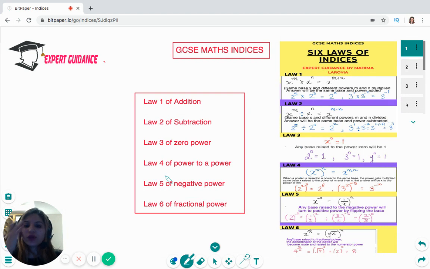So here in this video, we'll be going over all the 6 laws of indices: law 1 of addition, law of subtraction, law of zero power, law of power to a power, law of negative power, and law 6 of fractional power. As we do each of these laws, we'll be doing some example questions on each of them. And in the end, we'll do mixed problems. I recommend you watch this video till the end, because here we'll progressively do each and every concept. If you do not understand one concept, it will be difficult for you to understand the other, as they are all connected. So let's begin.